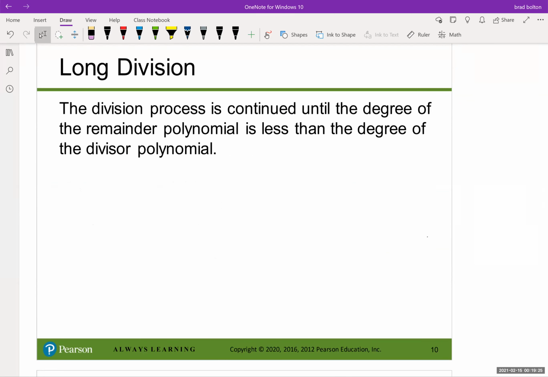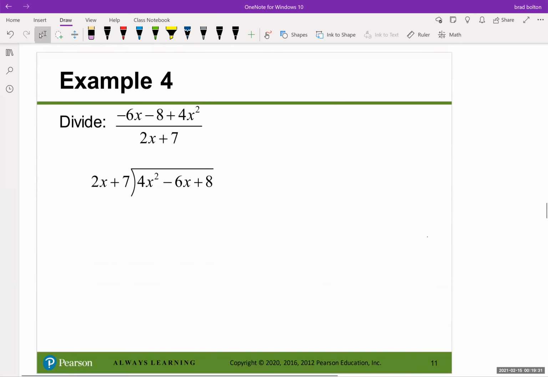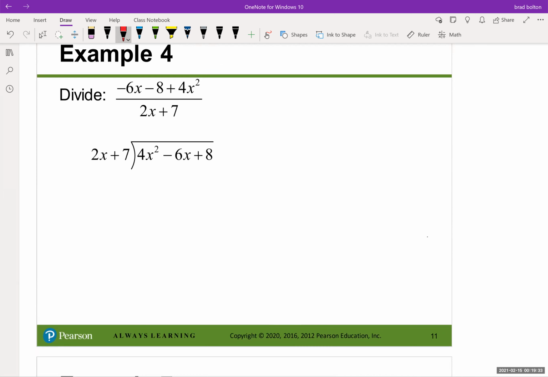So the division process is continued until the degree of the remainder polynomial is less than the degree of the divisor polynomial. Here's another way they might write it. They might write it as an actual division problem, and we're not going to split it because this is what it would have to look like. You'd have to do negative 6x over 2x plus 4 minus 8 over 2x, oops, plus 7. Sorry about that.